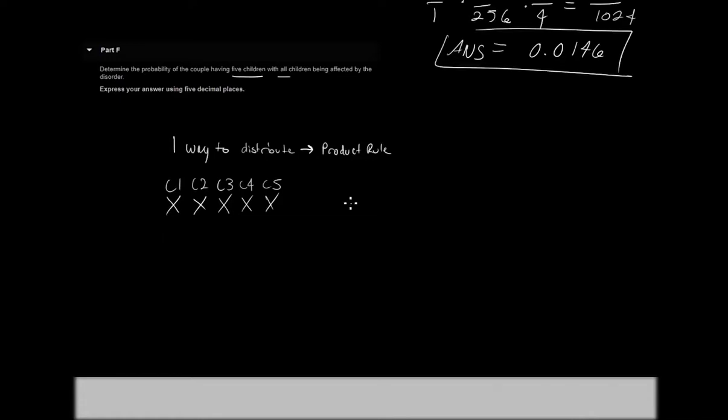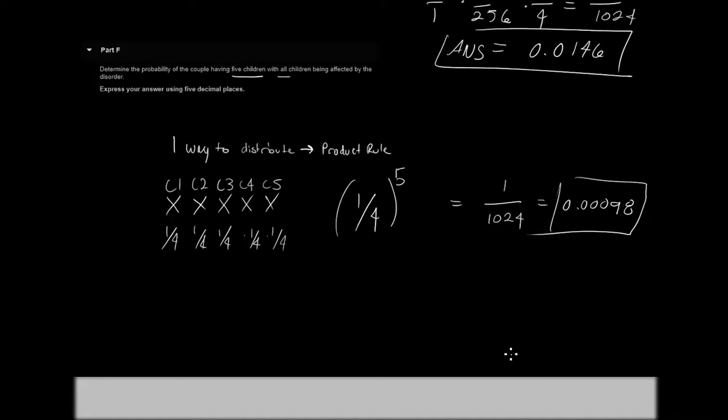So the product rule states that we just put our chance in question, which is the chance of being affected, raised to the exponent of how many times it's going to be happening. So we're going to have 5 times for all 5 children. It's going to be equal to 1 over 1024, and our answer is going to be equal to 0.00098.